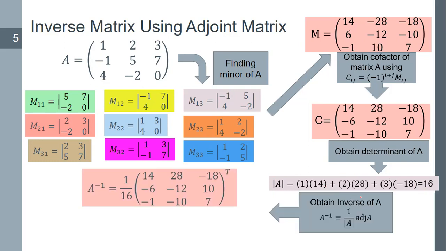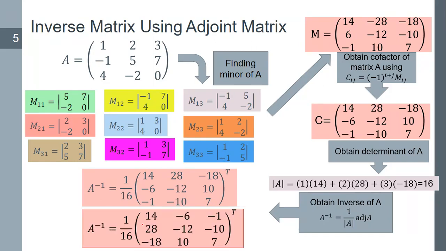Now, how to find our inverse? A inverse is 1 over the determinant, 1 over 16. Then the adjoint, as we learned before, is just transposing your C. So we just copy back ours. Putting the transposed C, that means we just copy this one. Okay, this is your inverse.